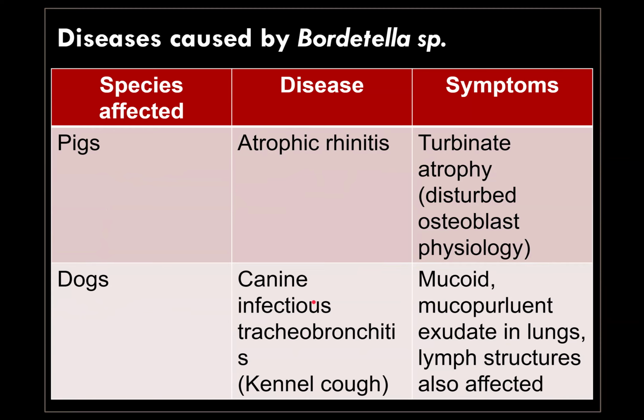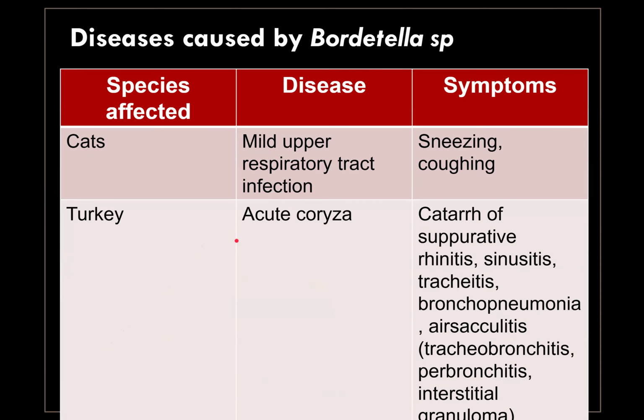This disease is important in multiple pet households. For example, in breeders or in kennels, right? Where there are many animals, many dogs being kept in a confined space, then this can become a problem. It may be difficult to treat. Then there are also vaccines available. In cats, there is mild upper respiratory tract infection, sneezing, and coughing. Then in turkeys, this can cause acute coryza.